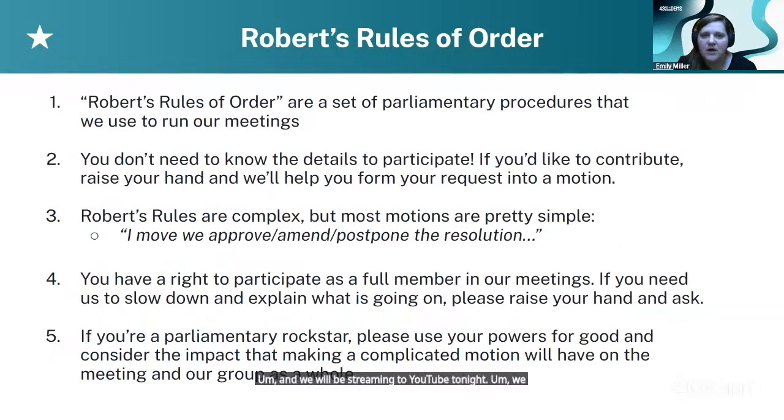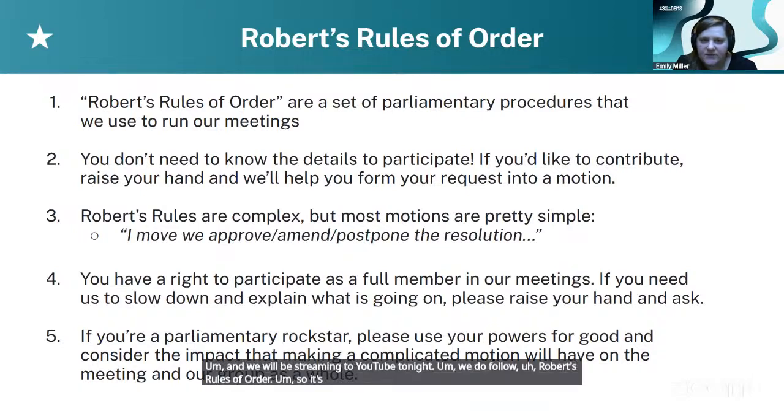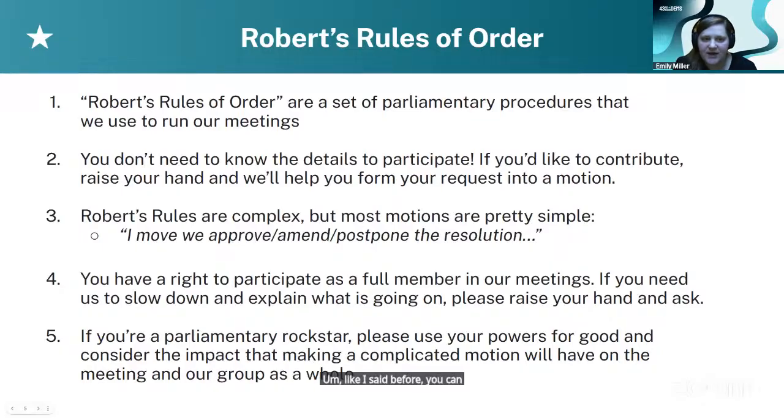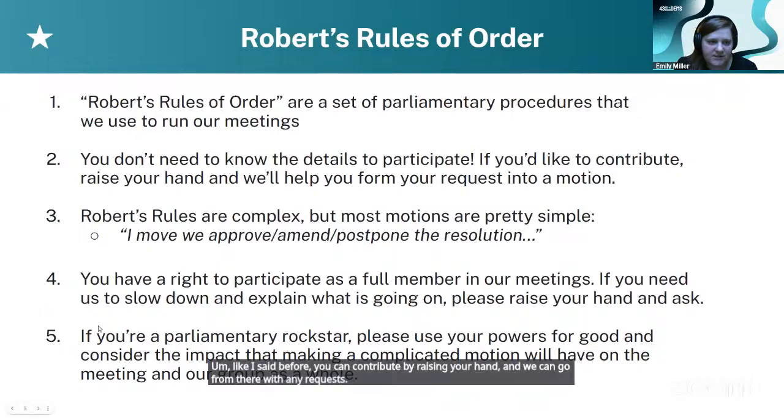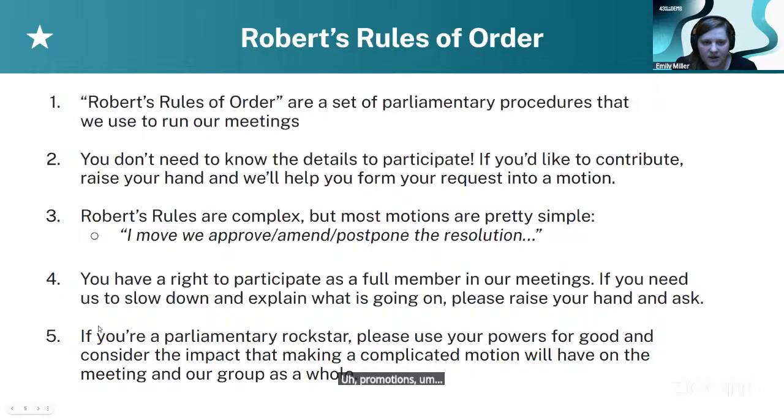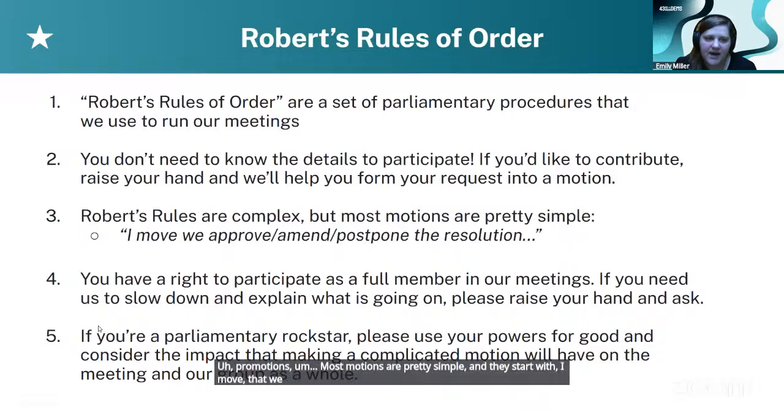We do follow Robert's Rules of Order. It's a set of parliamentary procedures that we use to run the meetings. You don't need to know every detail of it to participate. Like I said before, you can contribute by raising your hand and we can go from there with any requests for motions. Most motions are pretty simple and they start with "I move that we," and then perhaps it's approve, amend, postpone, and then whatever it is.